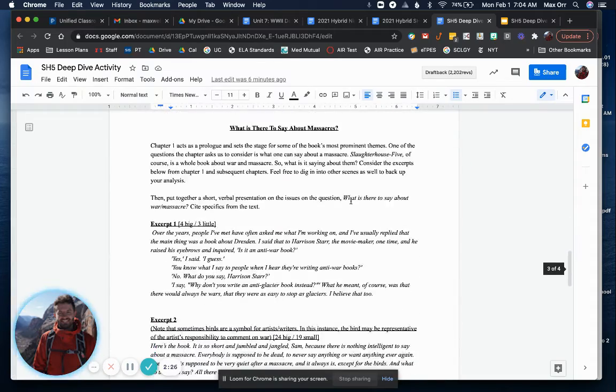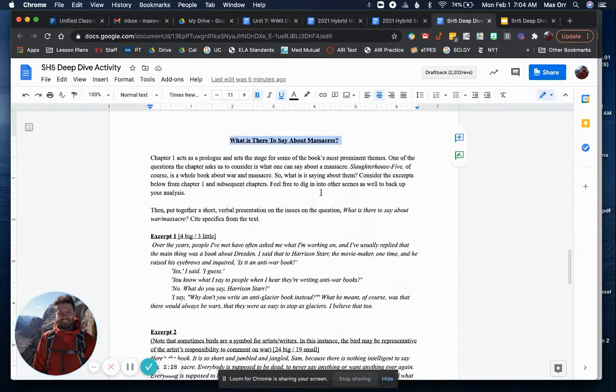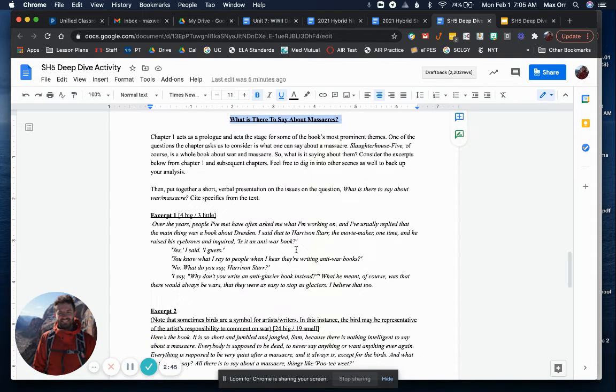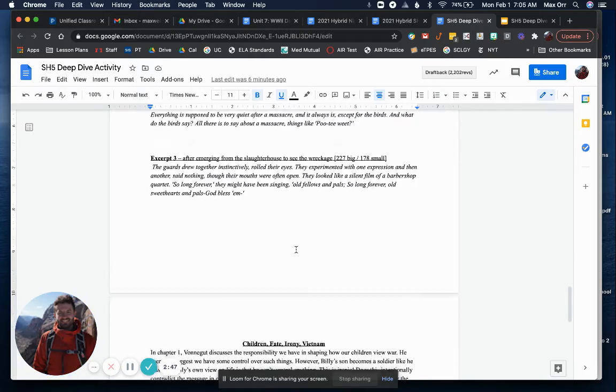The second option is this question, what is there to say about a massacre? It looks at this motif of Poo-tee-weet and the birds, and how Vonnegut sets this topic up in chapter 1, and then how it plays out throughout the text. Same sort of thing here. You put together a 2 to 3 minute little pitch about your interpretation of this in the text, and it gives you some parts in the text to look to.